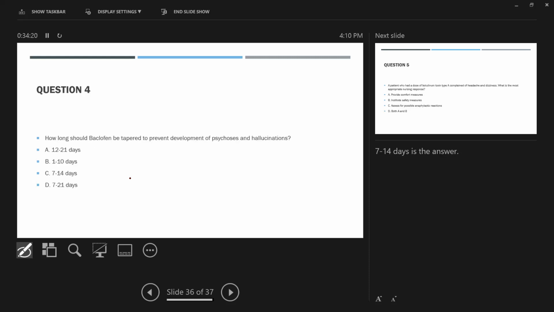Question 4. How long should baclofen be tapered to prevent development of psychoses and hallucinations? A, 12 to 21 days; B, 1 to 10 days; C, 7 to 14 days; D, 7 to 21 days. The answer is C, 7 to 14 days.